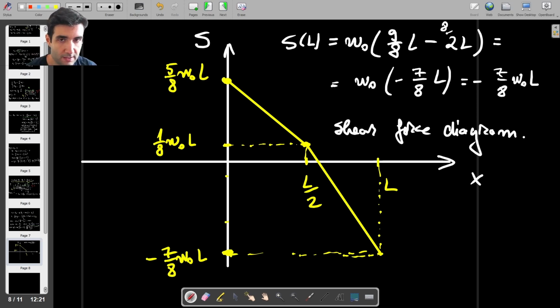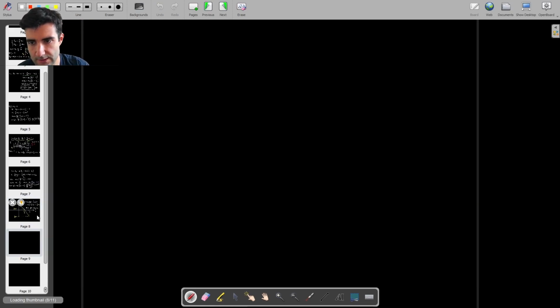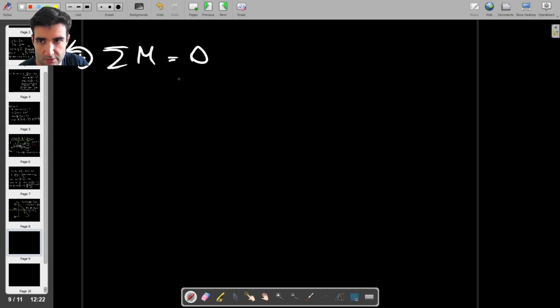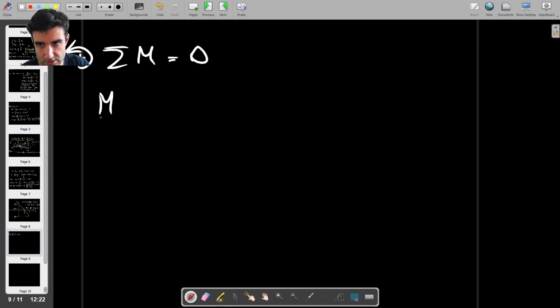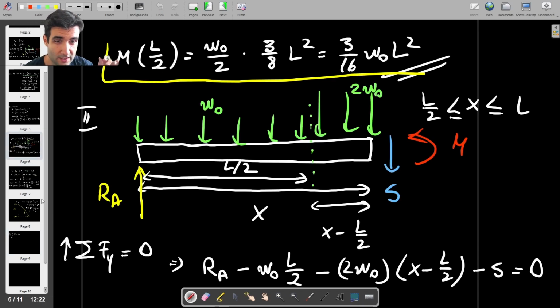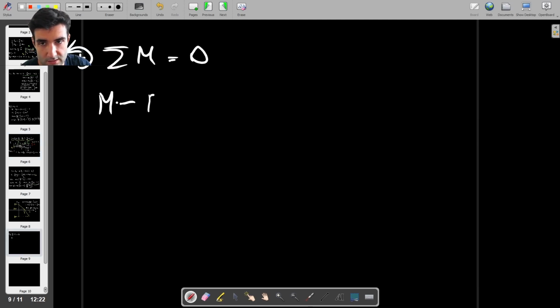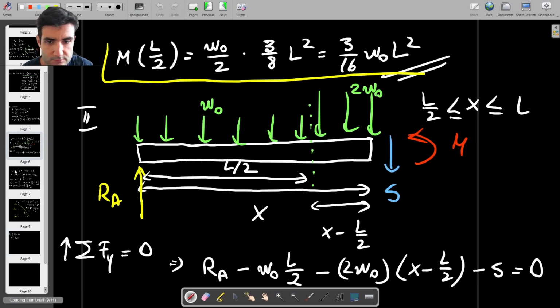And for the bending moment diagram, which we'll do after we find the bending moment for the right half of the beam, in that case you'll have two parabolas which are joined together. So let's have a look. For the bending moment, we have sum of moments equal to 0, and let's see what we get. First we have M, which is counterclockwise. Then we have RA, which produces a clockwise moment, so that's going to be minus RA times X.